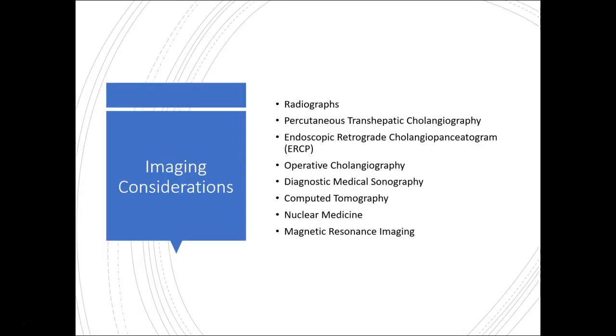So, imaging considerations. We can do radiographs. There's percutaneous transhepatic cholangiography. There's endoscopic retrograde cholangiopancreatogram, so ERCP. It's not often that we say the whole thing. We just refer to it as an ERCP. In MR, we call it an MRCP instead of an ERCP, so instead of using a scope, we're just using the magnet.